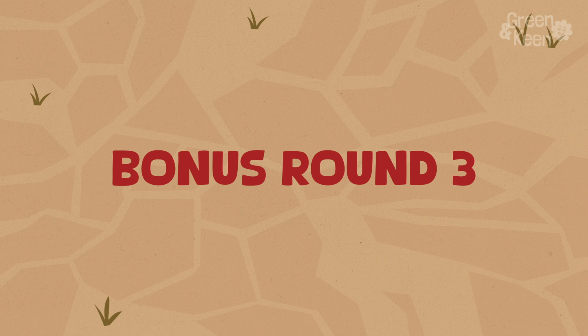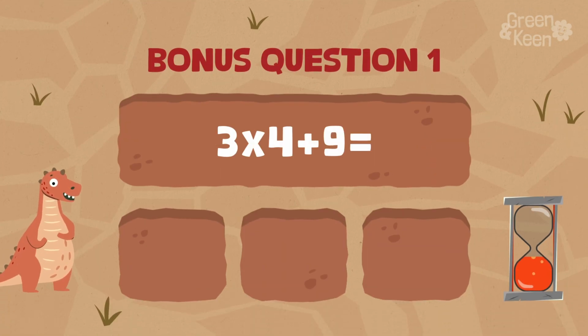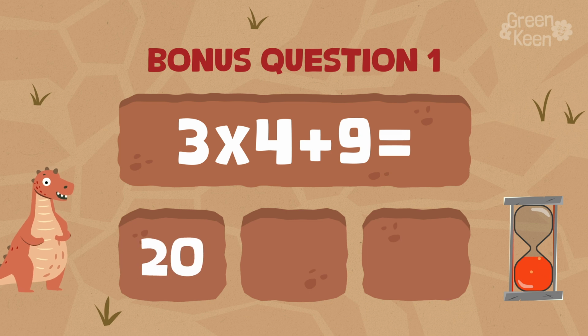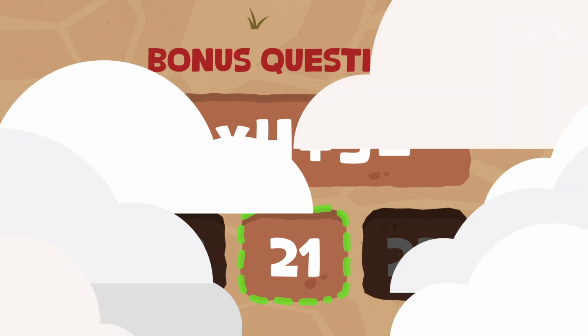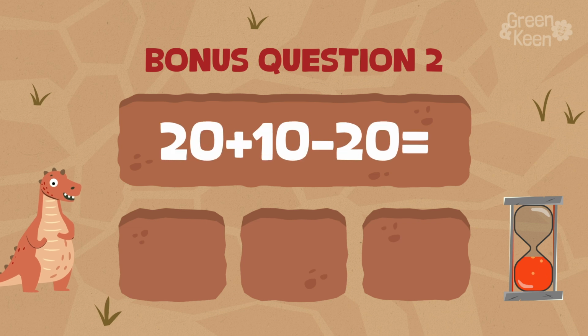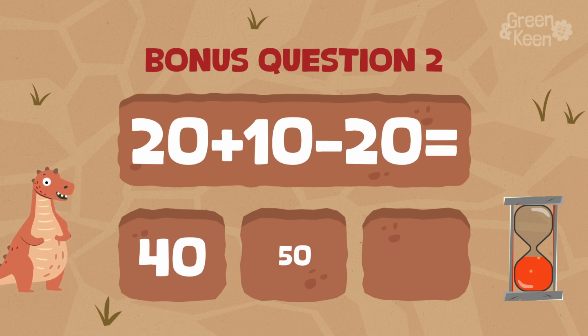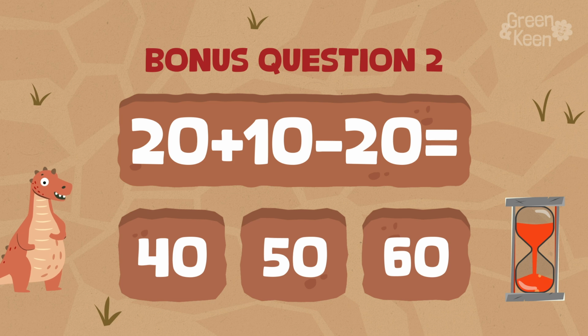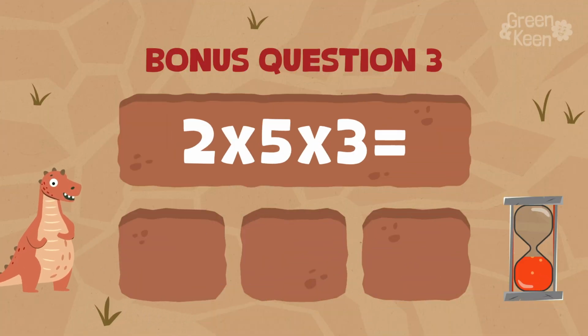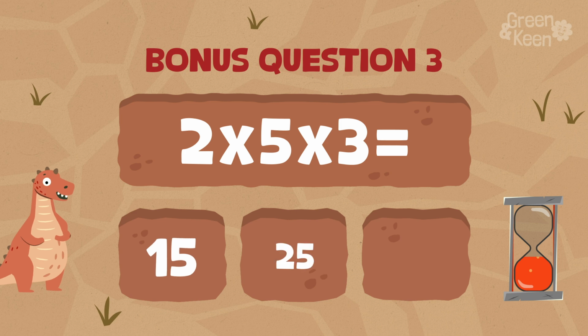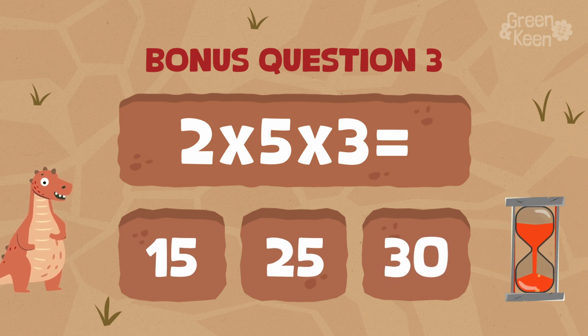Here comes the bonus round. Bonus question number 1. 3 times 4 plus 9 equals... The answer is 21. Bonus question number 2. 20 plus 10 plus 20 equals... The answer is 50. Bonus question number 3. 2 times 5 times 3 equals... The answer is 30.